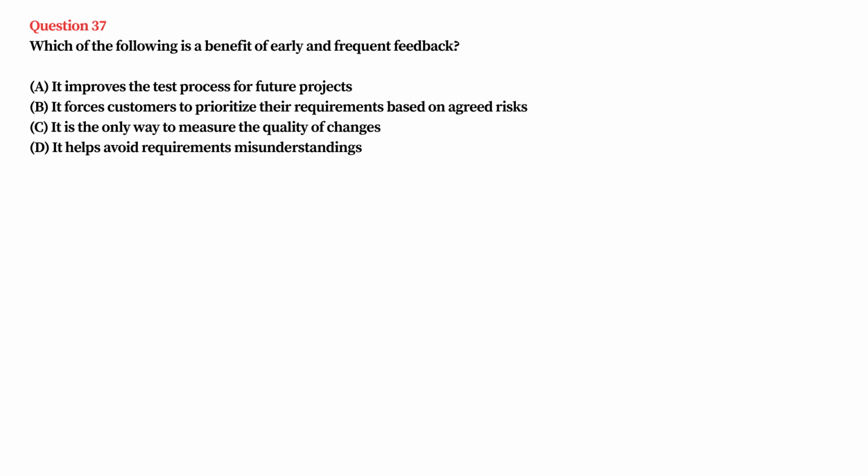Answer, A, is not correct. Feedback can improve the test process, but if one only wants to improve future projects, the feedback does not need to come early or frequently. Answer, B, is not correct. Feedback is not used to prioritize requirements. Answer, C, is not correct. The quality of changes can be measured in multiple ways. Answer, D, is correct. Early and frequent feedback allows for the early communication of potential quality problems.